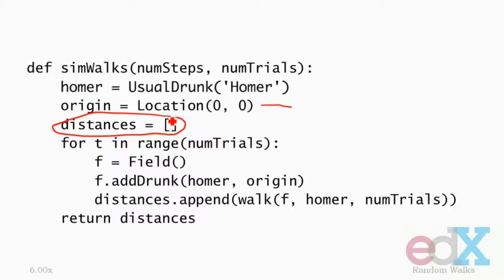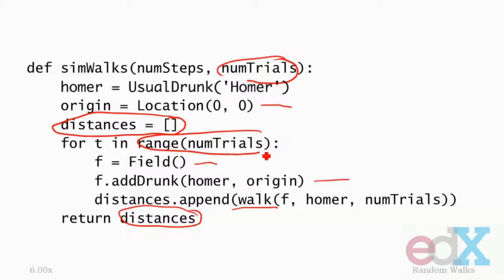And then for t in range number of trials, it creates a new field, adds the drunk to the field, and then calls walk, gets a number of steps, and appends it to distances, which eventually it returns. You might be wondering for a minute where this came from. We hadn't talked about that before. Number of trials, which we're iterating over down here.